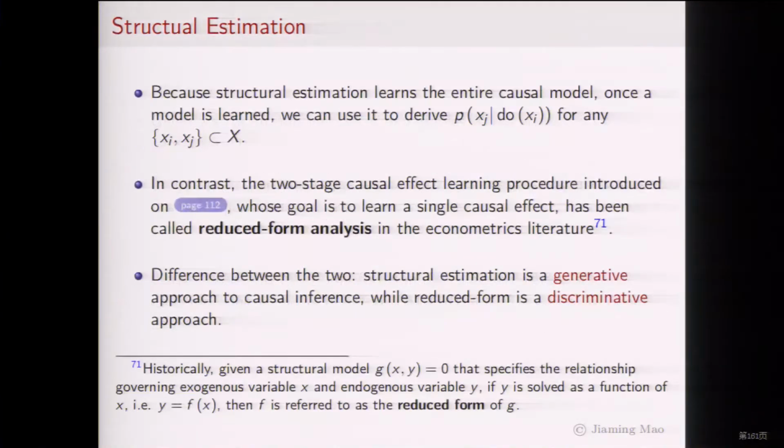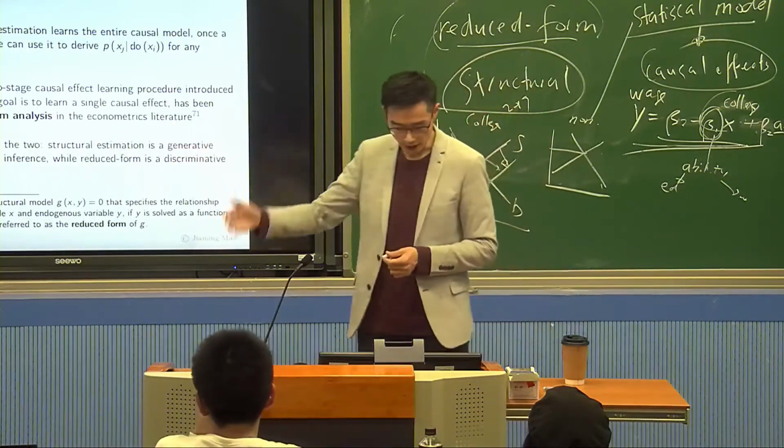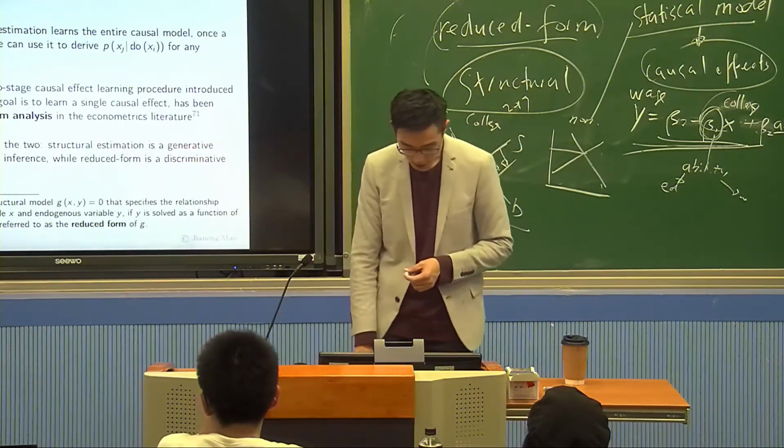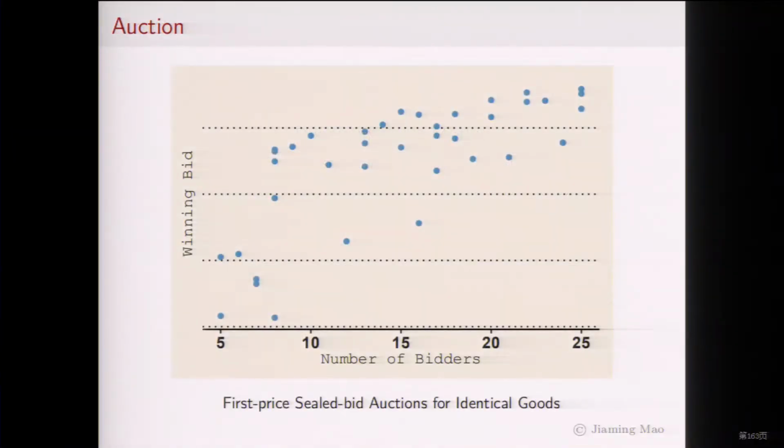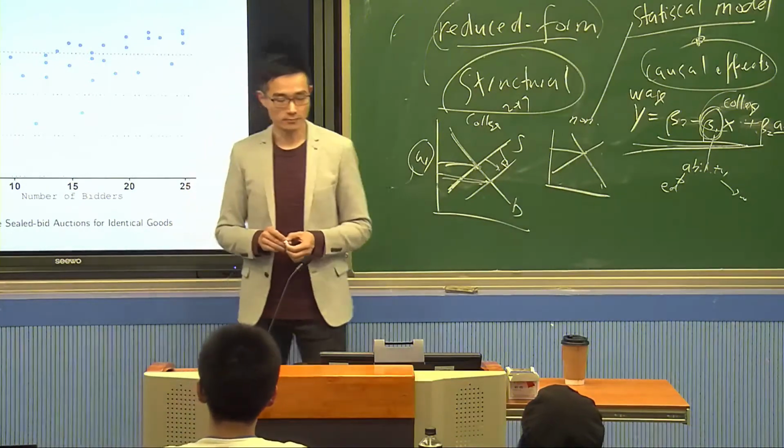Now, I'm going to give you some examples, right? I already said something about the wage example, okay? Education and the wage. Let me give you a slightly more complicated example. Okay? So this is an example of an auction.